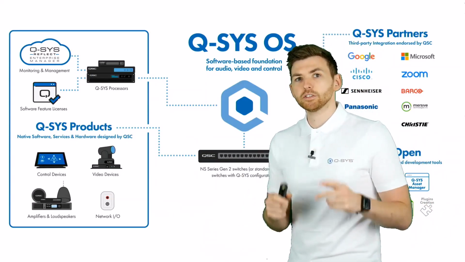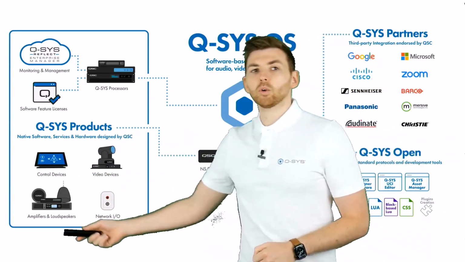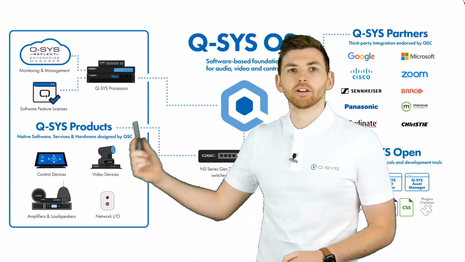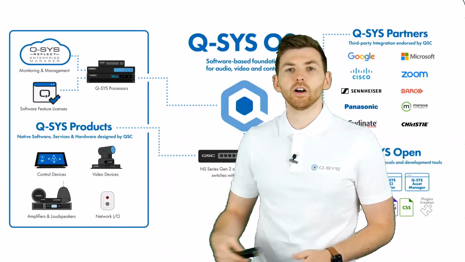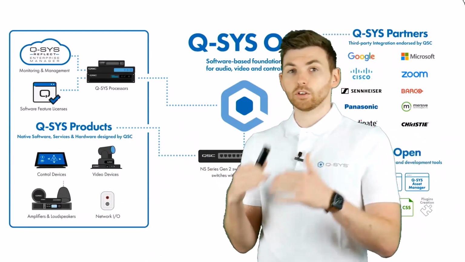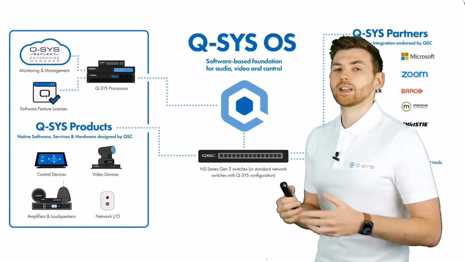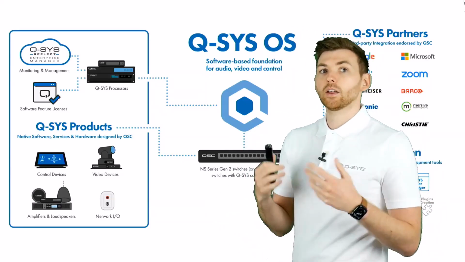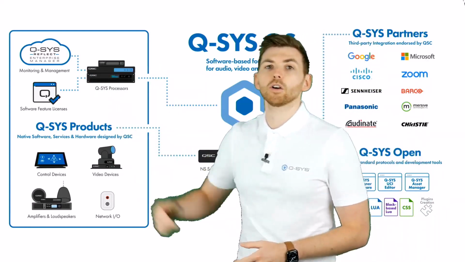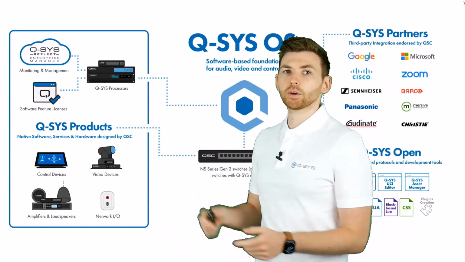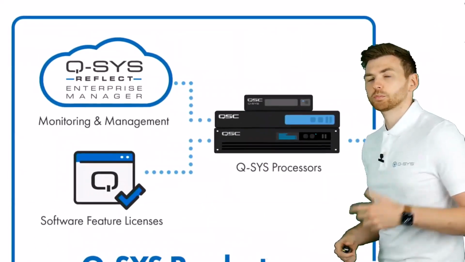Now, the difference here is that it doesn't matter what category of product they are, whether they're a camera or an amp or a control device, they're all based on the same software foundation. They all communicate in exactly the same way, and they all work with Q-SYS processors in the same way. And that's what we're going to start taking a look at here, Q-SYS processors.